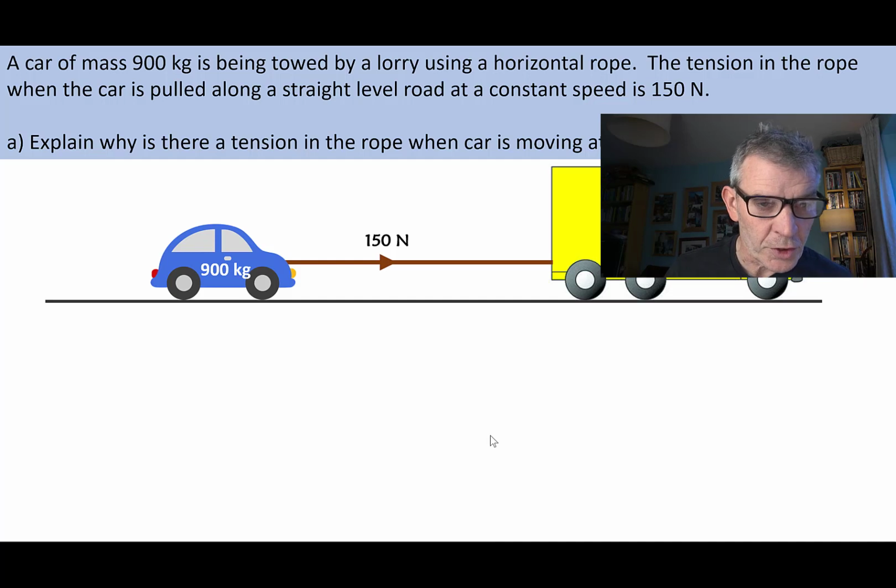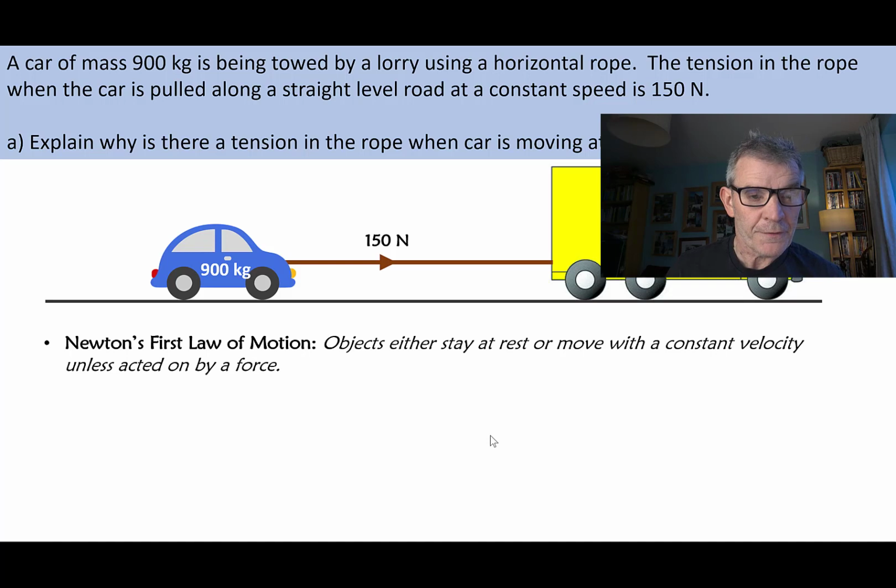So what we've got to do is explain why there is a tension in the rope when the car is moving at a constant speed. The first job is to use some physics theory. And clearly, the first bit of physics theory which you just need to state is Newton's first law of motion. And you all know what that is. So objects either stay at rest or move with a constant velocity unless acted on by a force.